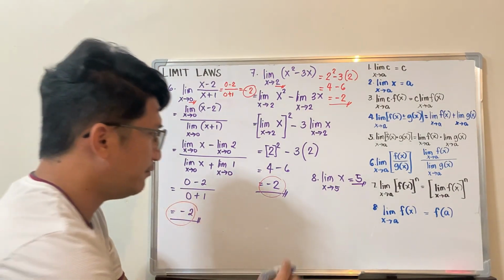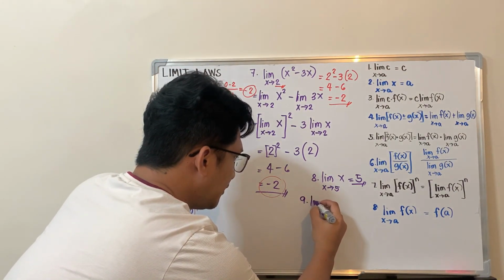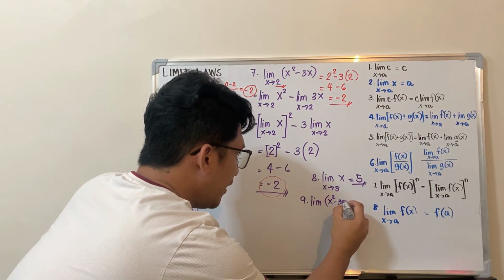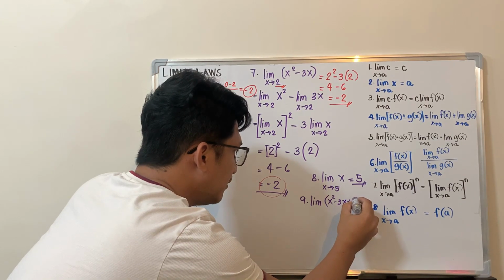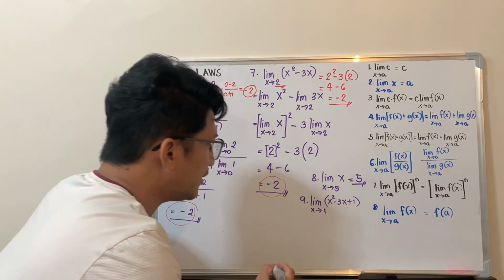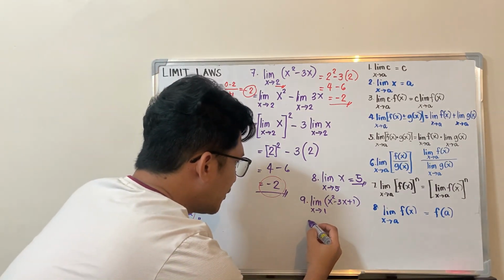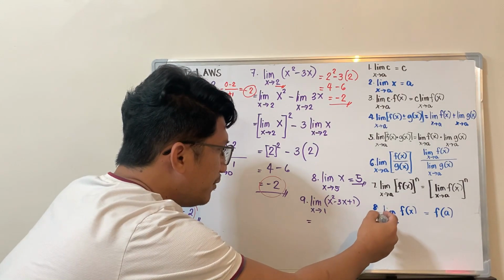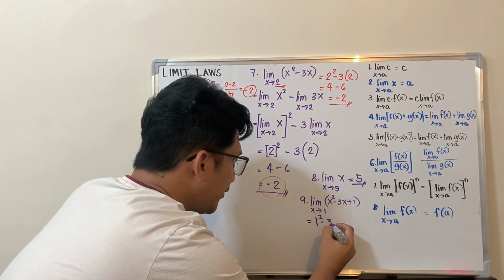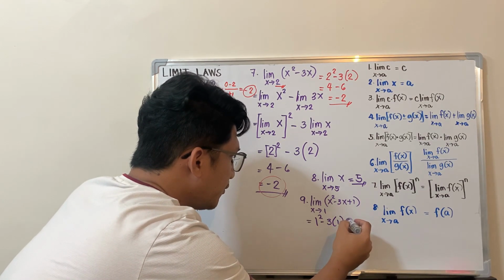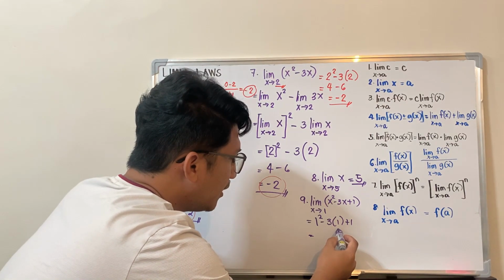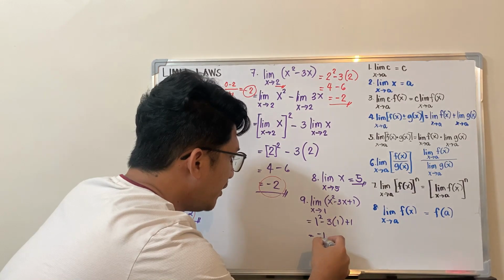Okay? Now number 9, let's say, the limit of x squared minus 3x plus 1 as x approaches 1. What you do is substitute everything, meaning applying limit law number 8, you substitute everything, so you have 1 squared minus 3 times 1 plus 1. Okay? So that means you have 1 minus 3 plus 1 is negative 1. So this will be the limit.